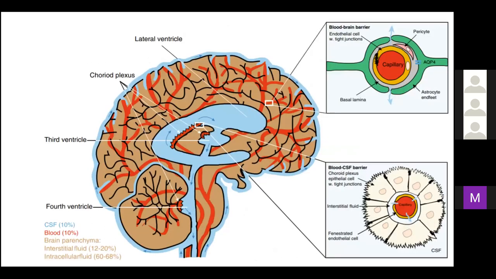Okay, so this is a very important slide. There are two barriers which separate the brain parenchyma from the blood or CSF. One is the blood-brain barrier, and the other is the blood-CSF barrier. Okay, so what is the composition of the blood-brain barrier? Very important. Blood, we know, is confined to the vessels. Vessels are made of endothelial cells that are lined with the basal lamina. This is the basic anatomy of the cerebral capillary.